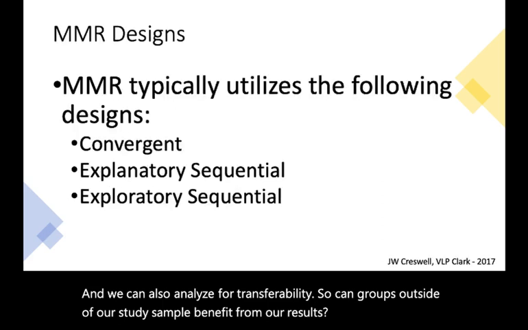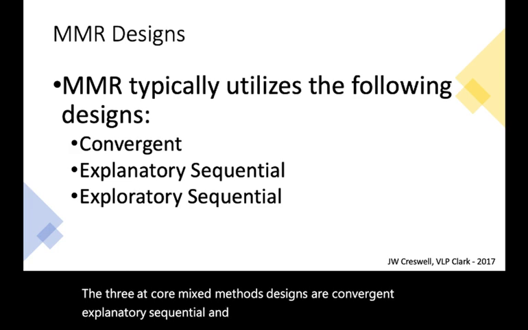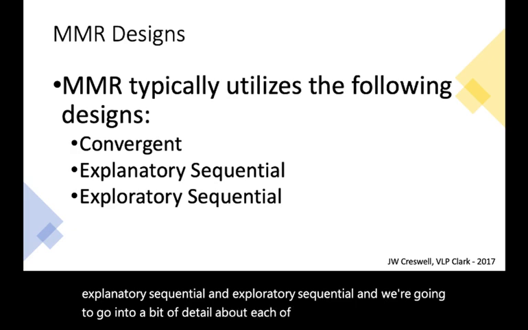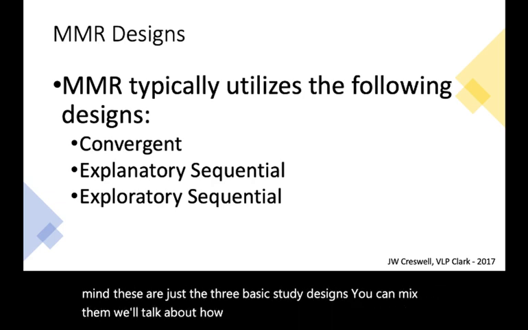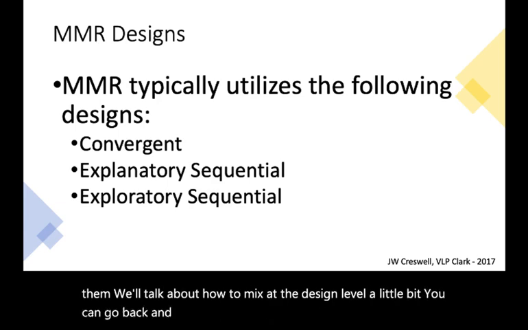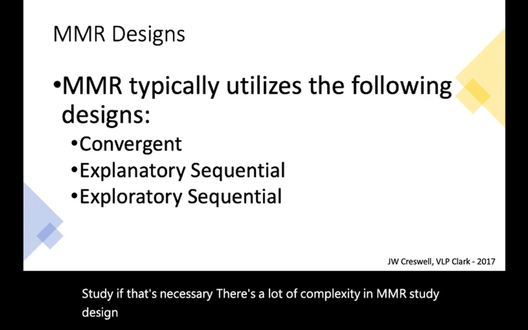The three core mixed methods designs are convergent, explanatory sequential, and exploratory sequential. And we're going to go into a bit of detail about each of these, but do keep in mind these are just the three basic study designs. You can mix them. We'll talk about how to mix at the design level a little bit. You can go back and forth, change it throughout your study if that's necessary. There's a lot of complexity in MMR study design, but we're going to keep it nice and simple today with these three.